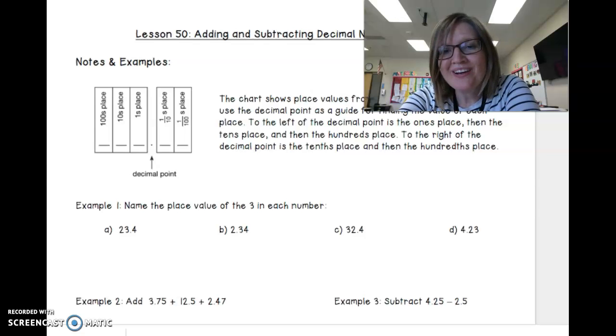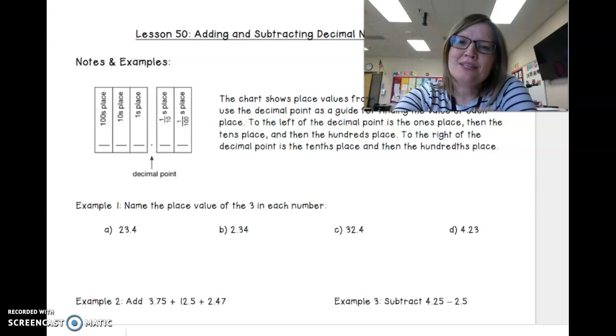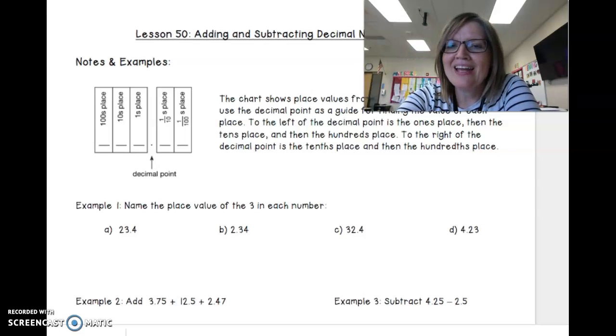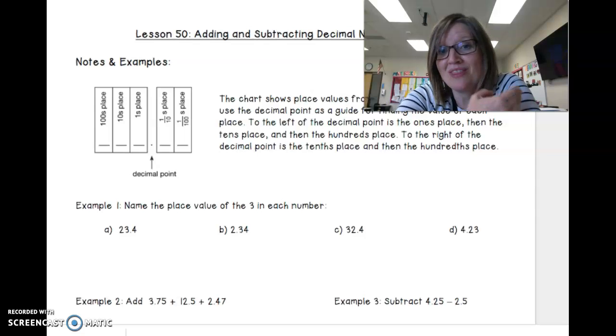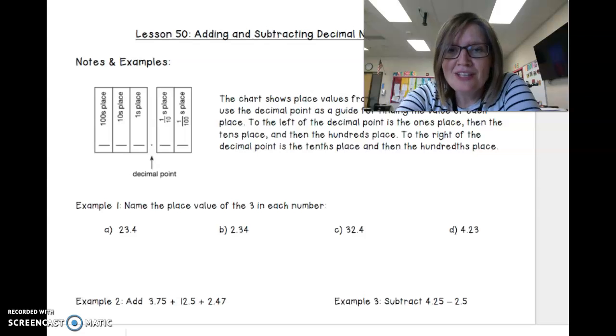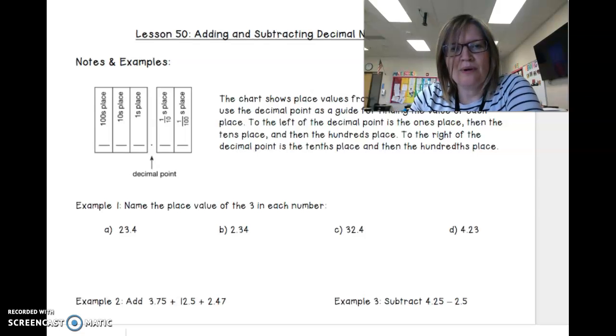Hi, today we are talking about adding and subtracting decimal numbers. Now, this is the beginning of decimals, so it's going to feel simple, and if you understand a few things about decimals, the rest will become a lot easier as we work more with them throughout the year. The first thing you need to understand is this little part right here.